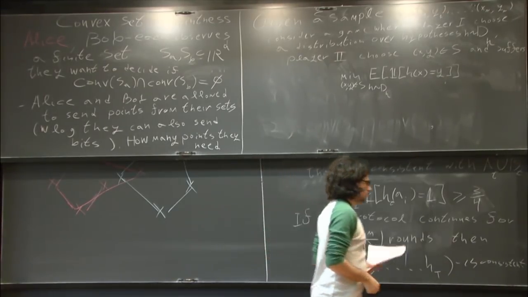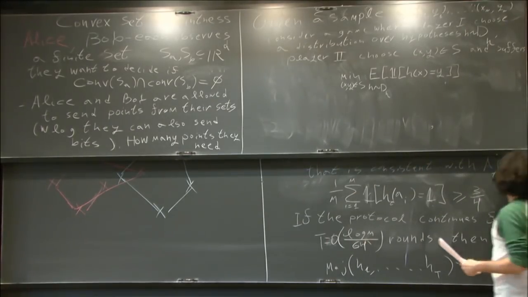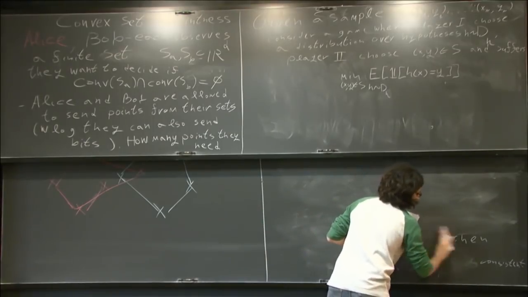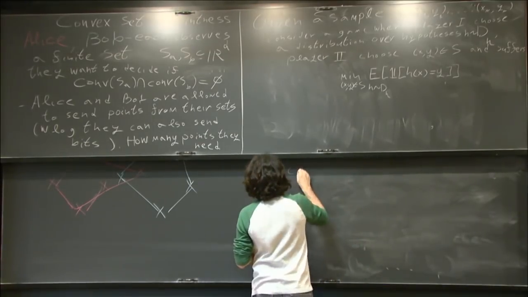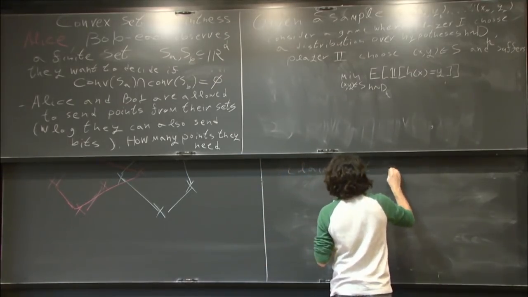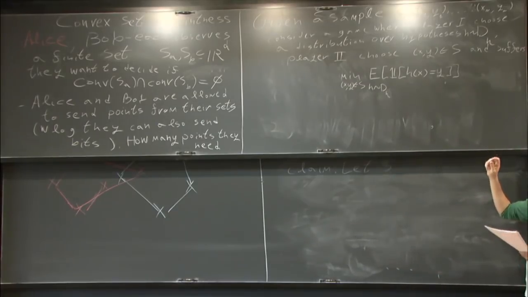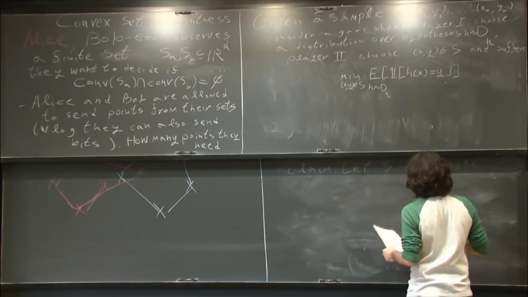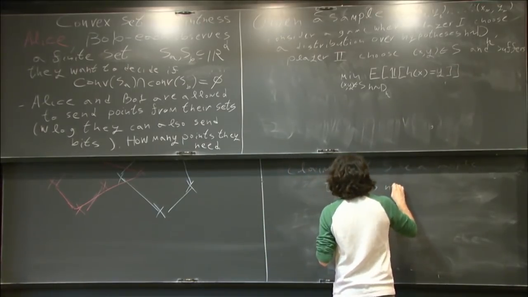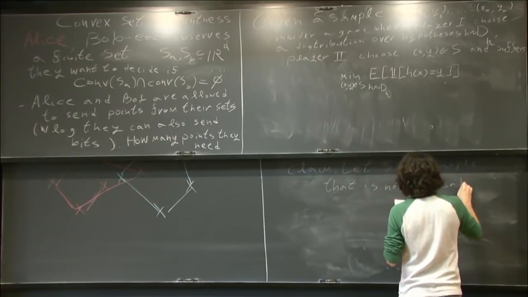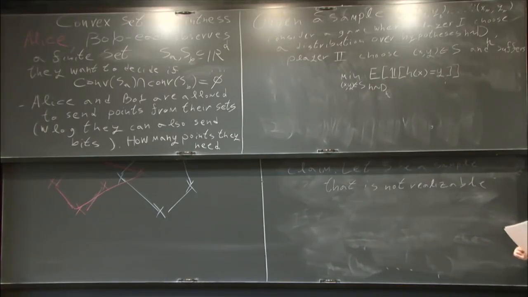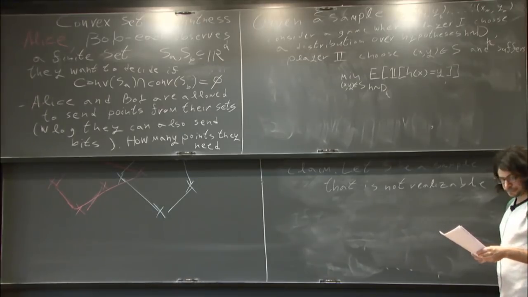OK, so I'll write it here. Claim. Let S be a sample that is not realizable. I'm going to use, but it's going to be true only for hyperplanes, this proof. Not realizable means that you cannot distinguish. So there is no hyperplane that gives plus one to one side and minus one to the other. In other words, the convex hulls intersect.